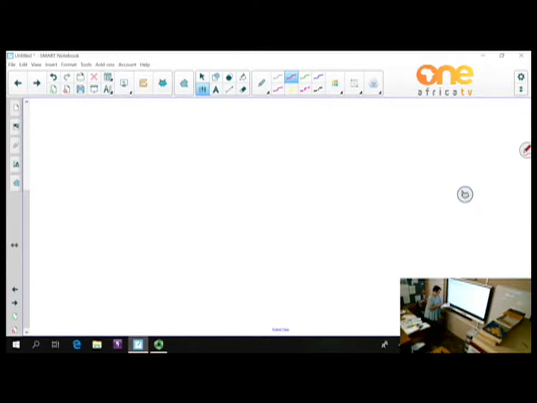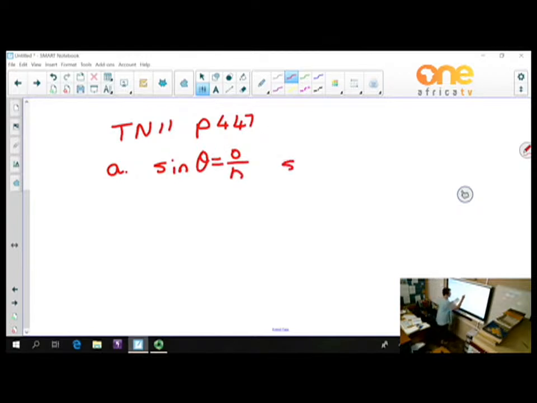Okay, so we're looking now at Try now 11 on page 447. Find the value of the unknown in each of the following right-angled triangles. The question is, which function, which method are we going to use? For the first one, I would say it is the sine function. Sine theta is opposite over hypotenuse. Then I substitute: sine 44 is equal to 7 over k.